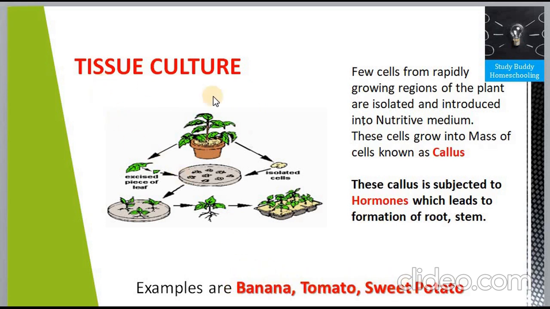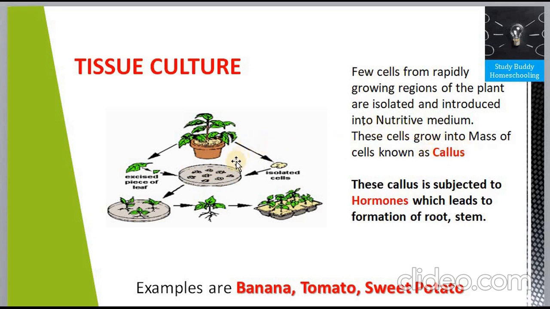grown through tissue culture. So what exactly happens in tissue culture is, you choose certain cells from the growing parts of the plant, the rapidly growing parts of the plant. A few cells from this region are extracted. You can see the isolated cells here, and they are introduced to a nutrient medium rich in all the organic and inorganic nutrients. When introduced into a nutritive medium, these isolated cells begin to grow and give rise to a mass of cells. This mass of cells is known as callus.